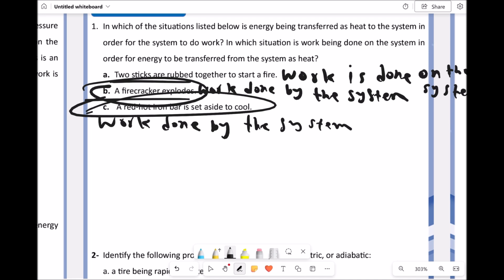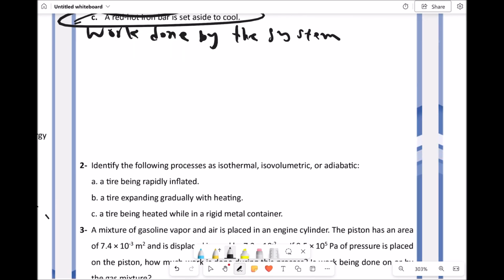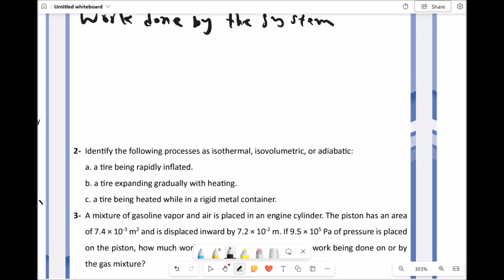So here, the iron is going to do work on the surroundings. So work done by the system, not on the system. It's not the piece of iron that is getting hot. It is the piece of iron that is transferring heat to the surrounding.